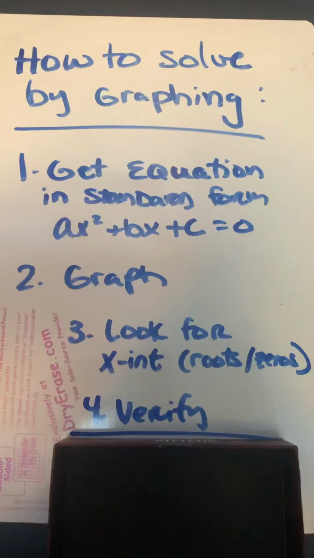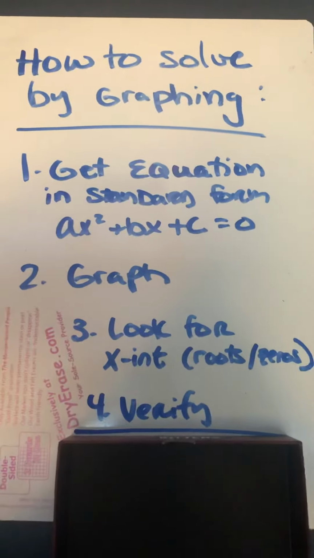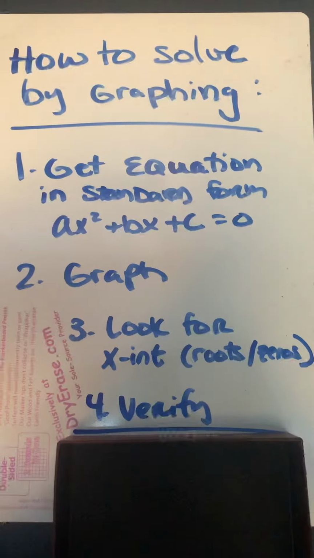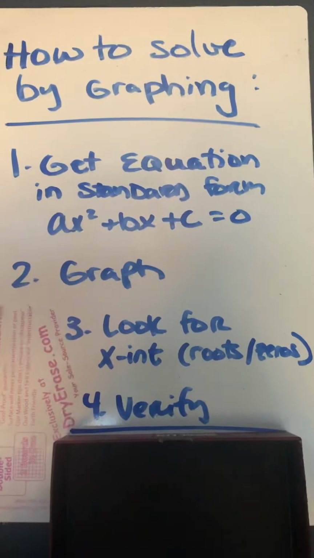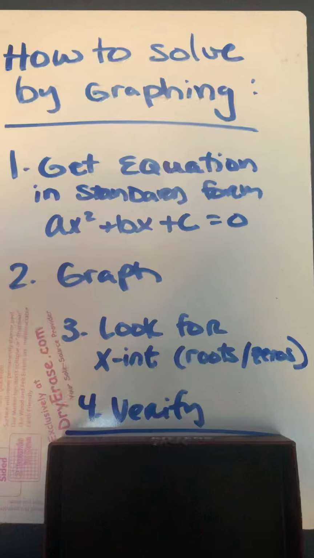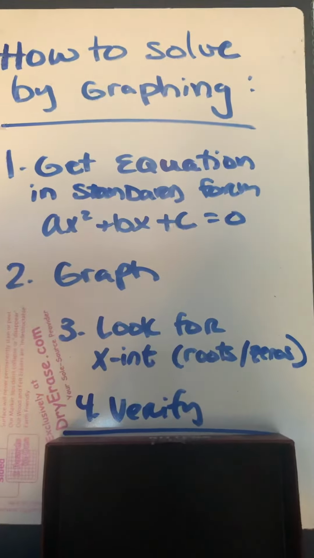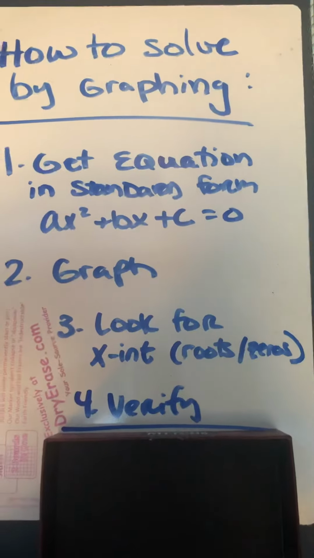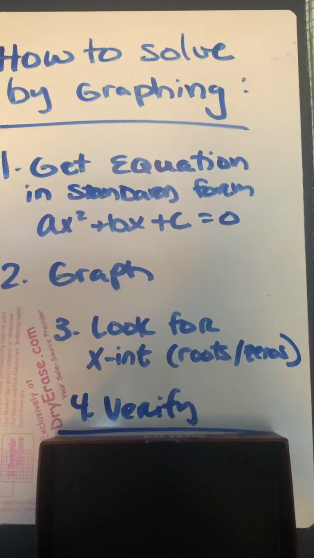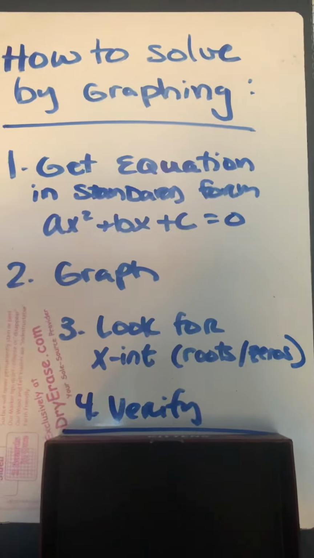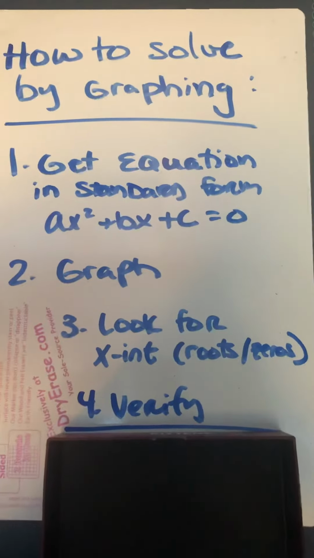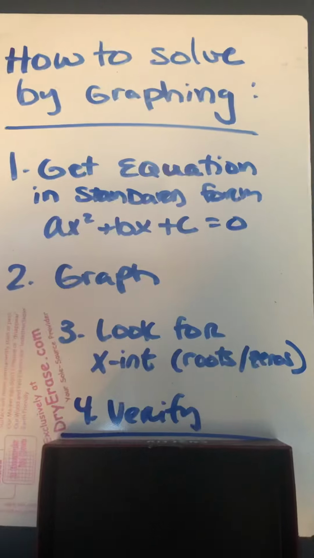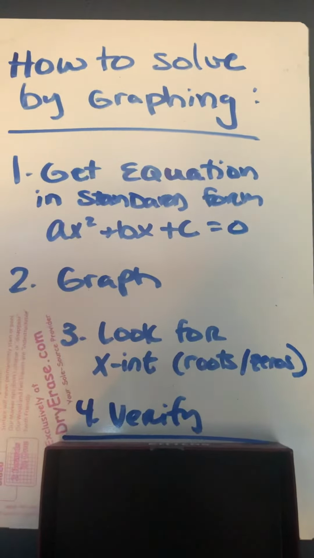Next, we want to graph. We need to use a graphing calculator if we have one, or a graphing application to do this. I recommend Desmos.com, that's DESMOS.com. Once we graph the parabola, we move to step 3, and we're looking for the x-intercepts, or what are sometimes referred to as the roots or zeros of this parabola. Where these zeros, roots, or x-intercepts occur, that's going to be our solution. Remember, that could happen twice, once, or never.